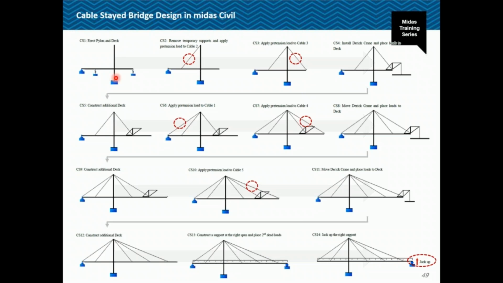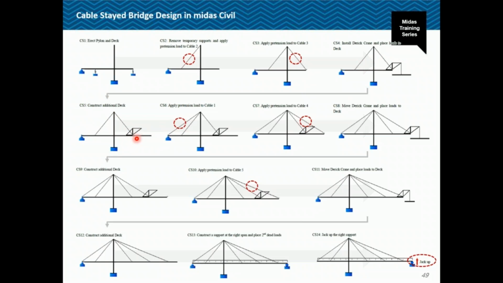Let's assume a sample bridge with this type of construction stages, starting from CS1. This is your first, erect pylon and deck. The second stage is removing the temporary supports and applying pretension load to cable 2, and then you will erect cable 3, and then you apply the pretension, or the erection force, the jacking force. Install derrick crane and place the loads on the deck. Then you construct the additional deck.